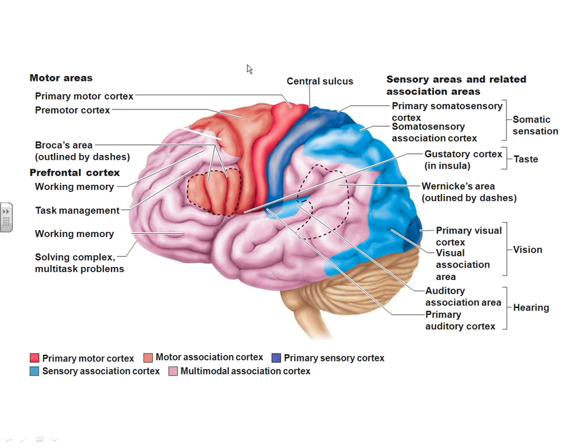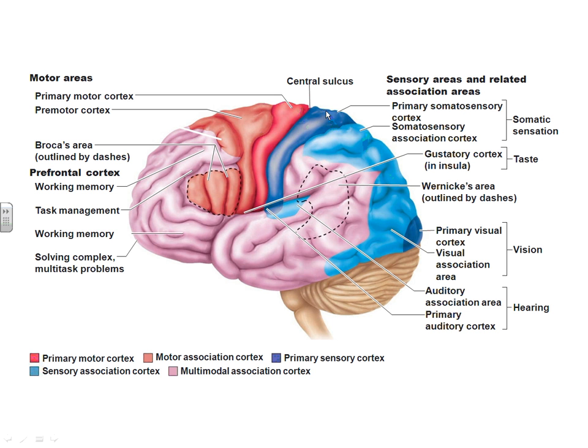Broca's area that's outlined here by the dashes, it's still in red, is a motor area. This is the motor area for your speech. The Broca's area allows you to move your mouth so you can talk. It has nothing to do with deciding what you're going to say. It just allows you to talk.